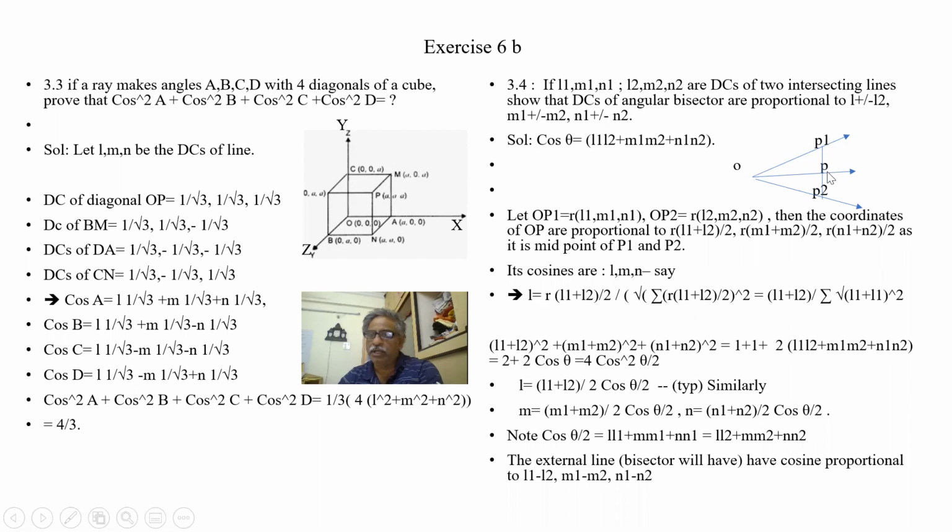l1 l2 plus m1 m2 plus n1 n2, this is the cos theta. Whereas the l, m, n for P are nothing but l1 plus l2 by 2 cos theta by 2, m1 plus m2 by 2 cos theta by 2. So this is the way a bisector behaves.